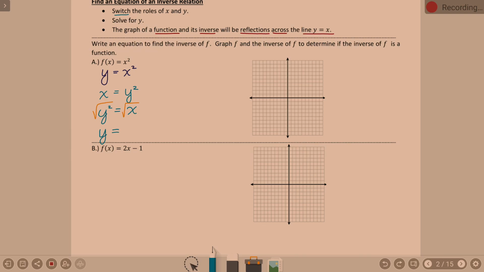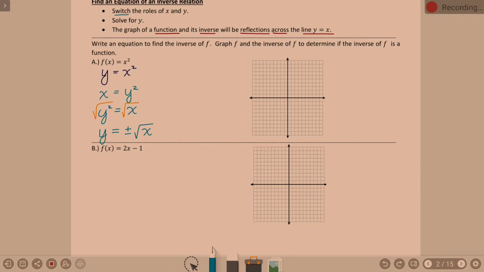What is the square root of x? X. Square root of x. Now, small catch. When you take the square root in an equation setting, what do we have to put in front of it? Plus or minus. So this is going to be y equals plus or minus the square root of x.